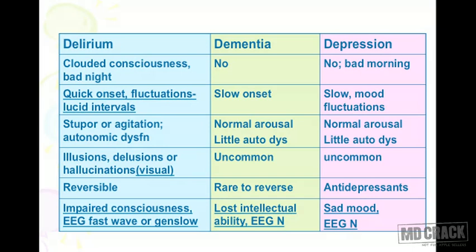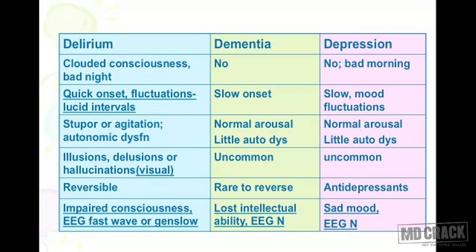So look at this. In delirium, there is clouded consciousness and it's called bad night because it worsens in the night. In dementia, you don't expect to have any clouding of consciousness. In depression, no question of clouding of consciousness, and in depression, it's typically called bad morning. As soon as the patient wakes up, the patient develops his usual feeling in depression. That's the feeling of low self-esteem, the feeling of sadness and hopelessness. This begins with the awakening. So depression is labeled as bad morning, whereas delirium is labeled as bad night.